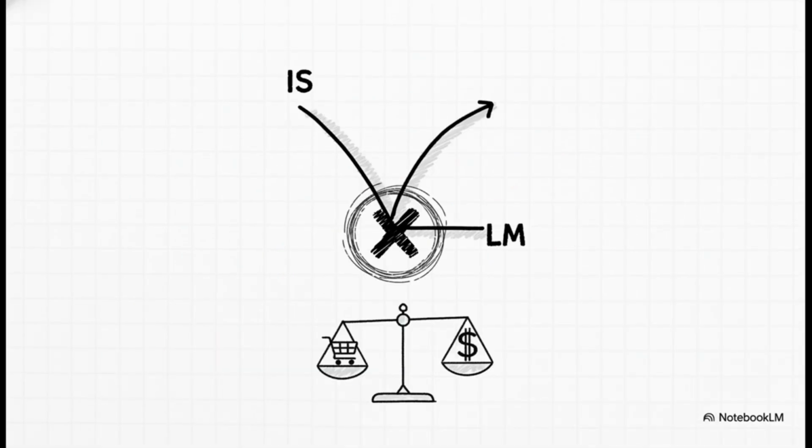And now for the grand finale. We put the two curves together on the same graph, and the magic, the whole point of this model, happens right where they cross. That one single point of intersection, that's it. That's the general equilibrium for the entire economy. It is the one and only combination of interest rates and economic output where the goods market and the money market are both happy, both in perfect balance. It's literally X marks the spot on our economic treasure map.